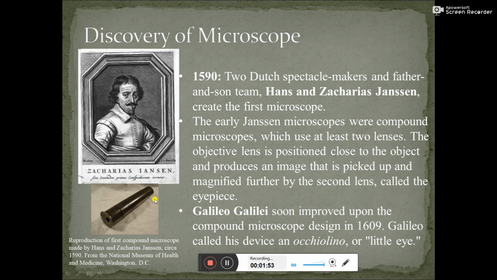And you can see a reproduction of the first compound microscope, which was made by Hans and Zacharias Janssen in 1590, and this is a picture which has been provided by the National Museum of Health and Medicine, Washington, D.C. And later on, the microscope which has been developed by them was further improved by Galileo in 1609, and he called this particular device occhialino, or the little eye.